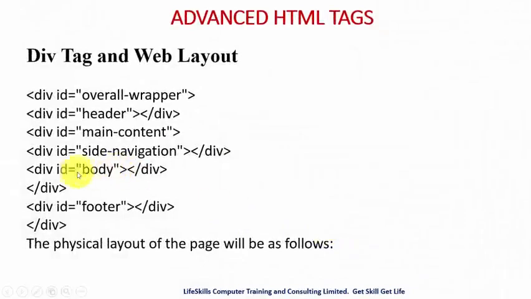So this is how I'm going to divide the body section of the site. So I have overall wrapper, I have header, main content, site navigation, the body, and the footer. So by the time you type, the physical layout will be like this.